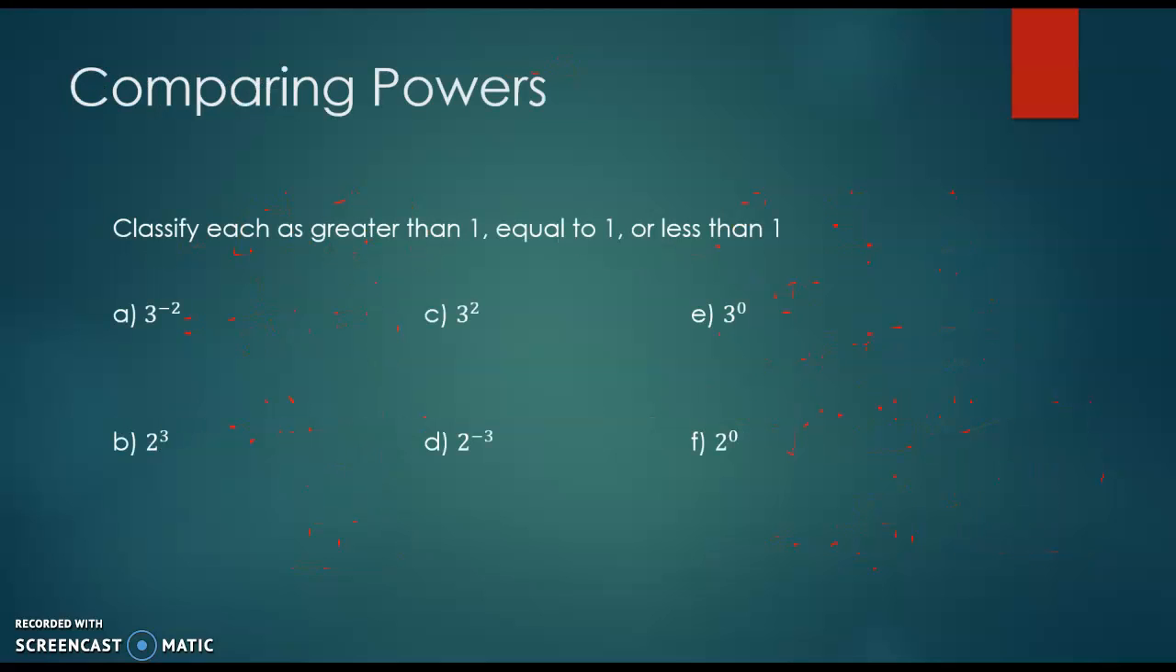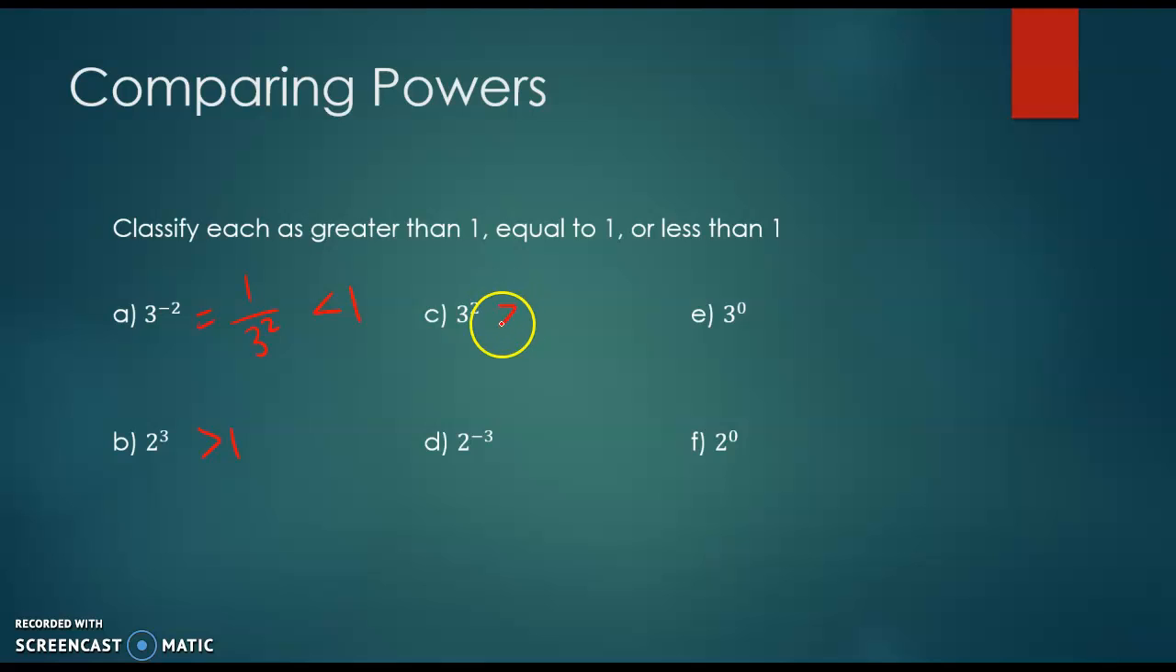We have one last thing. It's just classifying whether it's greater than 1, equal to 1, or less than 1. So negative would make this where we have 1 over 3 squared. So this one is going to be less than 1. B, we have 2 cubed. It's a whole number, right? So this is going to be greater than 1.